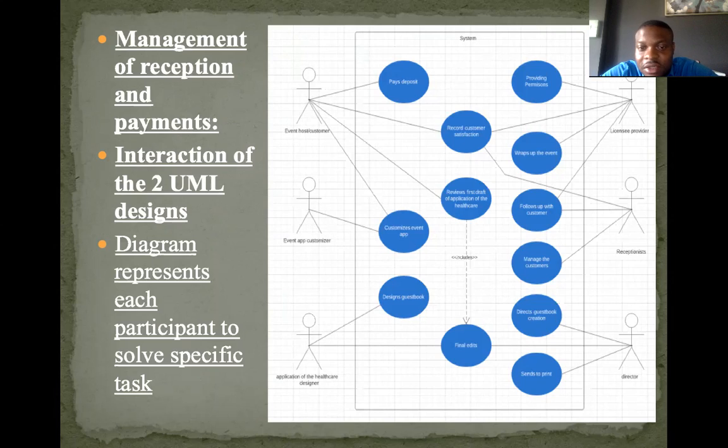I talked about the event app customizer. He or she customizes the event application and the application of the healthcare designer. For that, he designs the guest book. He edits the final part of the guest book.